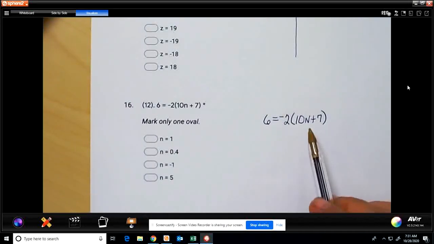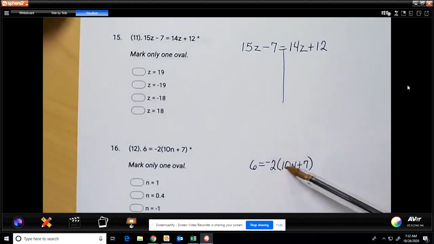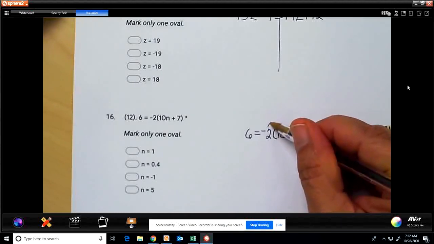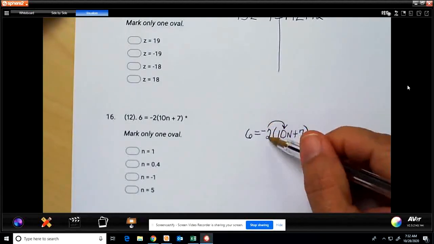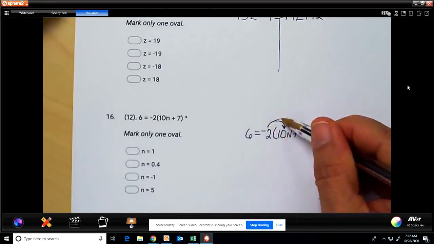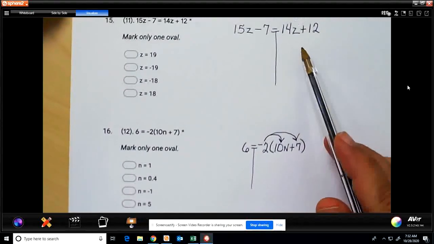Now what makes this one different from this one? It is this portion right here. For those of you that remember, if you look in your notes, it means to distribute. We multiply the outside number to everything inside the parentheses. And remember, we are distributing. So after you distribute, then you basically do the same thing we did up here.